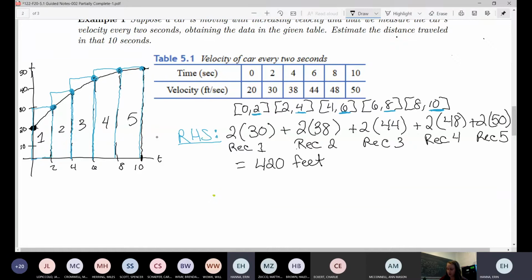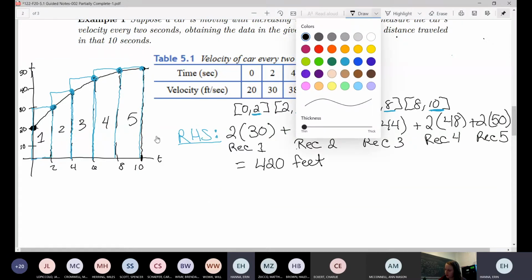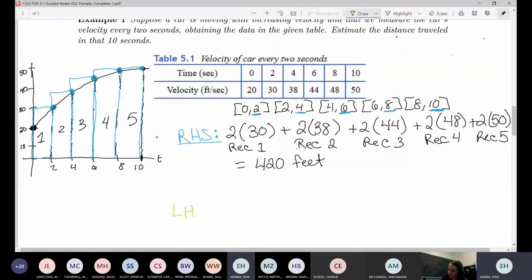Actually, I want to move this down too because I'm going to want to write something else in a second. Slow it down a little bit more. So then if we use the left-hand side, we're still breaking it up into these 5 rectangles, but now the heights are going to change, the lengths, whatever you prefer to call it. So instead of using the ones at 2, 4, 6, 8, and 10, we're going to use the left endpoints of all of these intervals, so 0, 2, 4, 6, and 8.